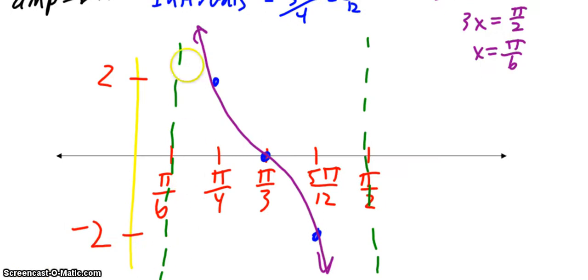Okay, so we start at pi sixths, and then we increase by pi twelfths. So pi sixths is 2 pi twelfths. Then I go to 3 pi twelfths, which is pi fourths, 4 pi twelfths, which is pi thirds, 5 pi twelfths, and 6 pi twelfths, which is pi halves. The beginning and the end of the period are asymptotes, so I draw my vertical asymptotes.